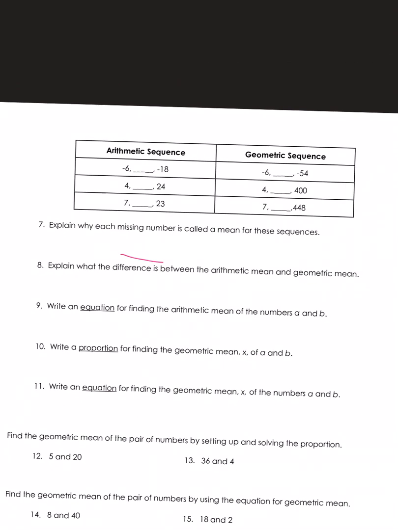We're going to look at number 7: explain why each missing term is called a mean for these sequences, explain what the difference is between an arithmetic mean and a geometric mean, write an equation for finding the arithmetic mean of the numbers a and b, write a proportion for finding the geometric mean x of the numbers a and b, and then write an equation for finding the geometric mean x for the numbers a and b. I would say give yourself 5 minutes to do what you can of this, and then start the video back up, and we will work through this together. Okay, so go ahead and stop now.